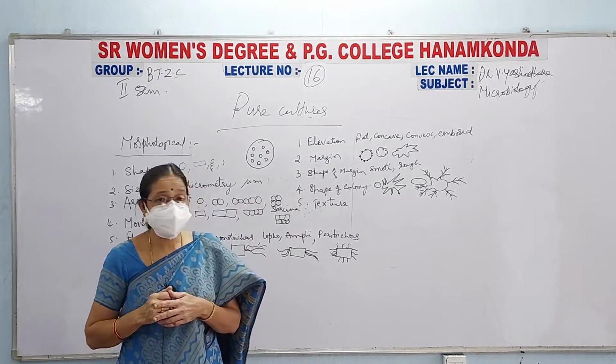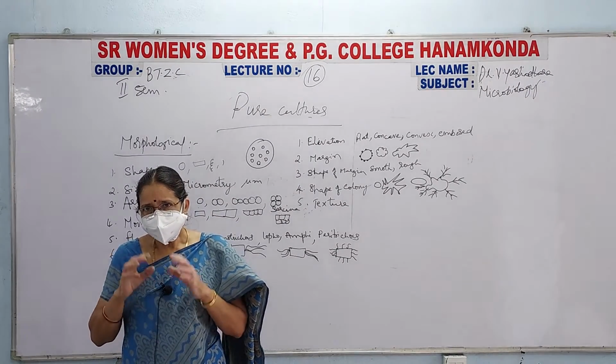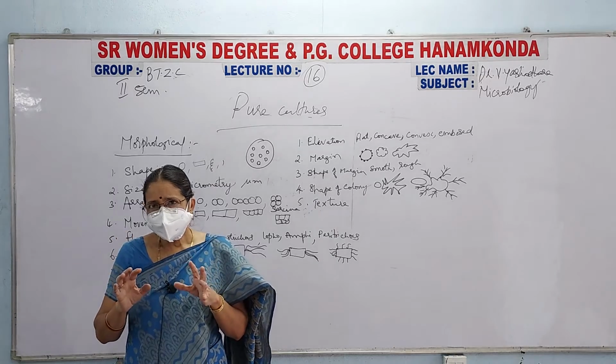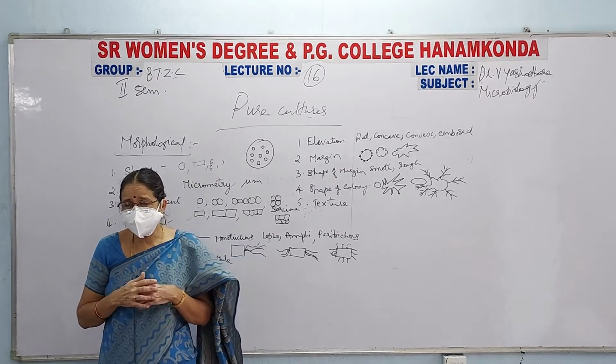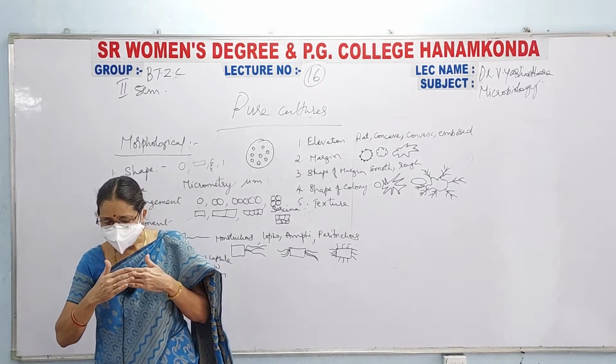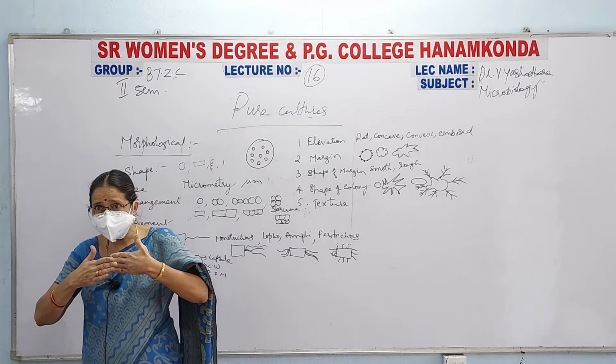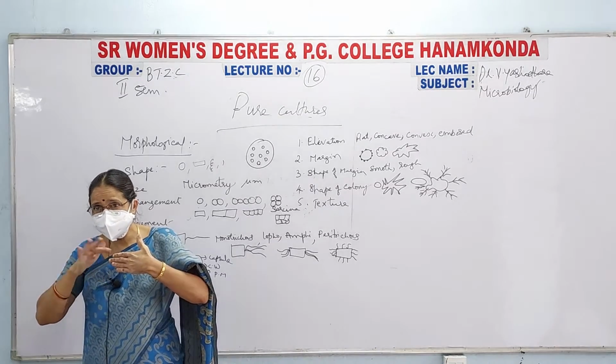Some will be growing convex, just at the top. Next, some will be showing embossed. What is the meaning of embossed? See here, when you look at some pictures, they give a 3D type of image. Suppose this is the surface; on that surface it will be seen raised, and that means embossing.